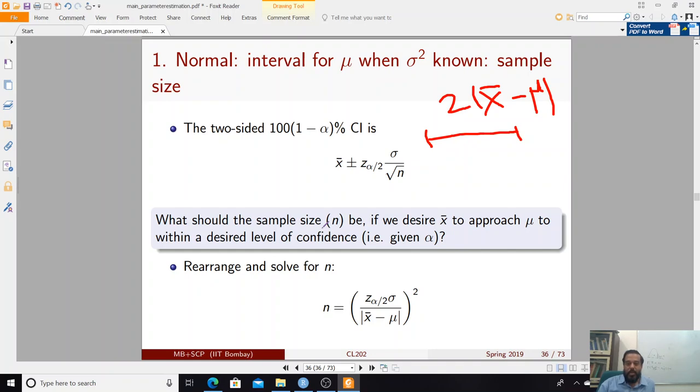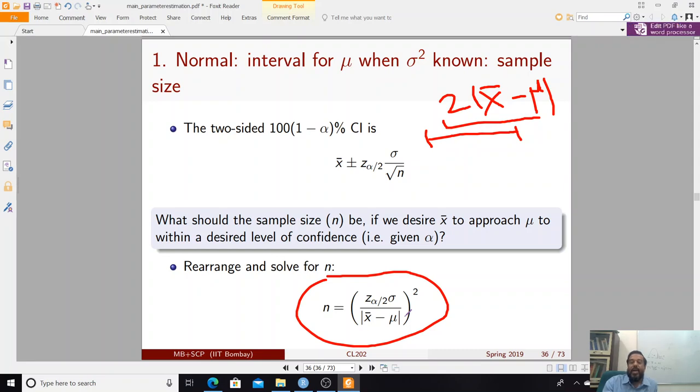Okay. So you could just do simple algebraic manipulations and show that if your range, given to you, is 2 times x bar minus mu, then n should be this. So this tells you that for a given range, that is x bar minus mu captured by x bar minus mu, and known variance sigma, and if you choose your alpha to be 0.05 in case of a 95% confidence interval, how many samples should you have so that you get this range, okay?